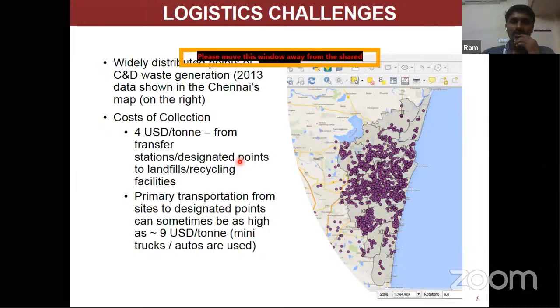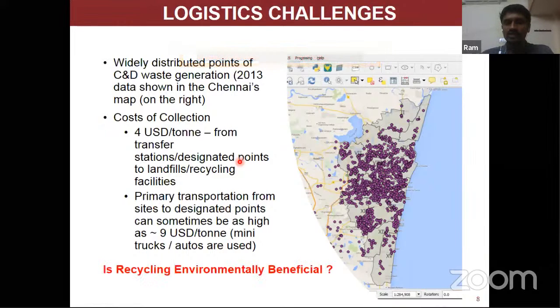But then it brings another problem. If it is of higher cost, it means a huge amount of resources are being consumed for it. And if a higher amount of resources is being consumed, that leads to a normal question: is it really environmentally beneficial, because we are putting more resources into it, right? So that's the question that we are going to answer through our life cycle assessment study.